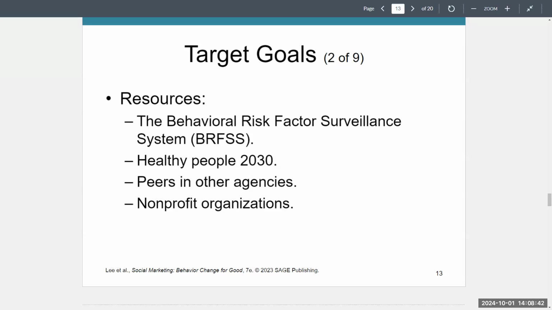An example would be Healthy People 2030, which is a set of science-based 10-year national objectives for improving the health of all Americans. So Healthy People 2030 outlines specific goals and objectives related to various health and wellness topics. So I'll show you what I'm talking about so you guys can kind of see. Okay, so this is what we're talking about.